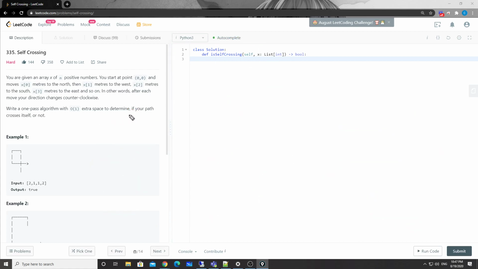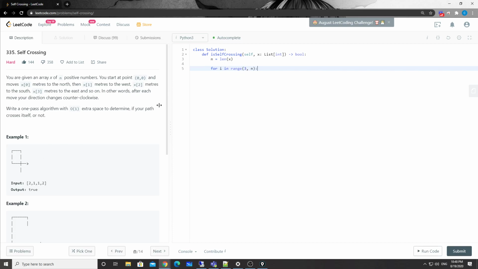Now, what I'm trying to do here is n equals the length of x, and then we do a for i in range 3 to n. Why am I starting at 3 here? Because it's zero-based, and if it's less than 3, then we know it's not possible to be self-crossing. So we start with 3 here.